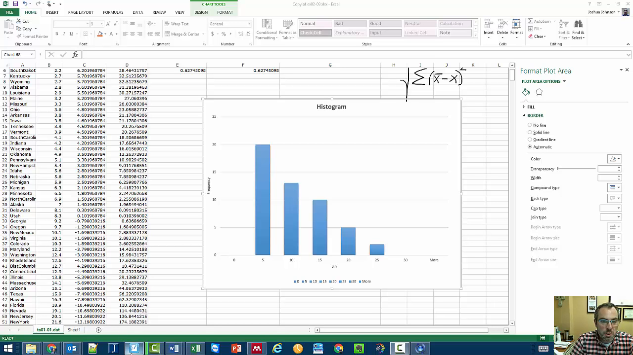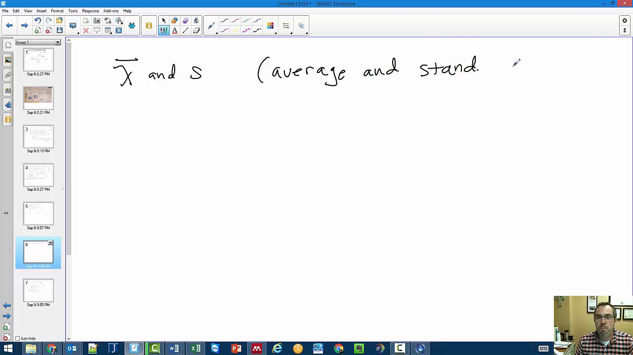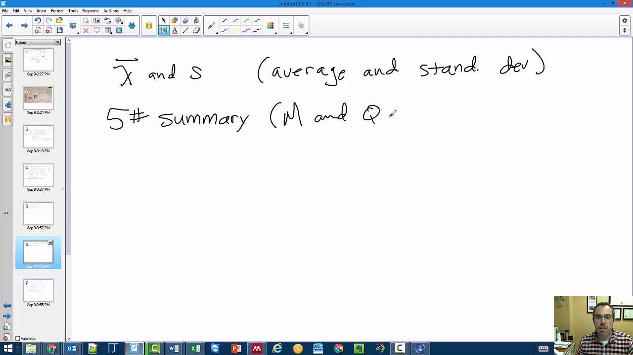Hey everyone, I want to take a moment to talk about when you should be using something like x-bar and s, so this is the average and the standard deviation, as opposed to using something like the 5-number summary. Remember, this one is the one that uses the median and quartile 1, quartile 3, min, and max. All right, so we basically have these two ideas.